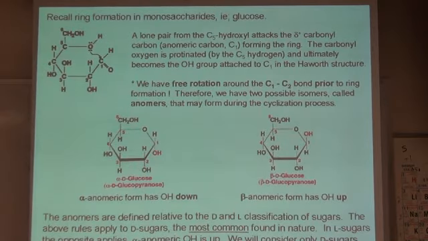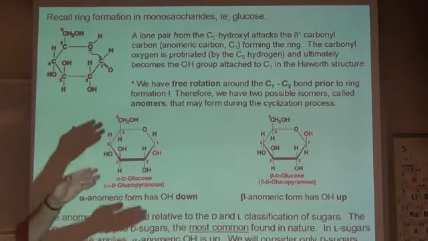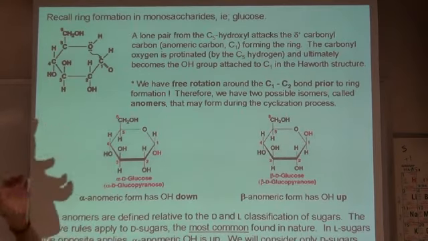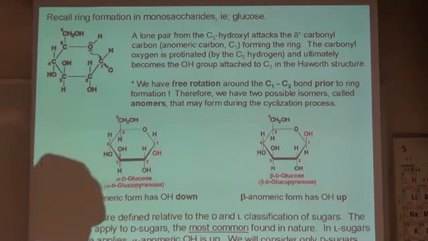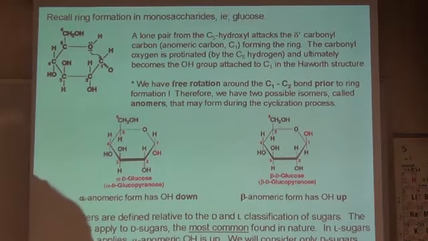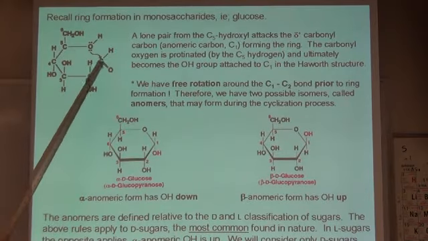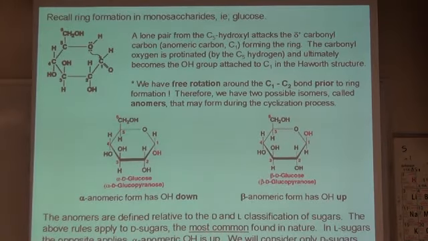We have our C6, our big carbon chain. Okay? It's a big carbon chain and it's flopping around on itself. And when you put it in water, the C5 hydroxy attacks the carbonyl and closes the ring. Now, we know that what was the carbonyl will ultimately become an OH group, right?